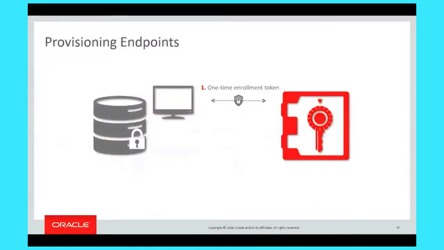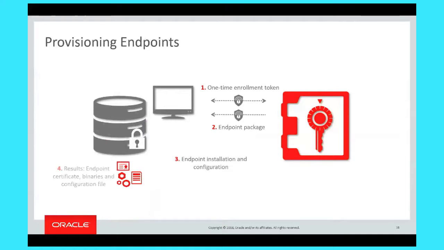For provisioning an endpoint, remember this is that software piece that you're going to install on the server where you want to attach Key Vault to. The very first thing you're going to do is enroll your server in Key Vault. This is done via the admin console, and you'll get an enrollment token. From there, you're able to download the endpoint package. And when you run that endpoint package, you'll give it the enrollment token that you see on your screen from the enrollment, and the endpoint will install.